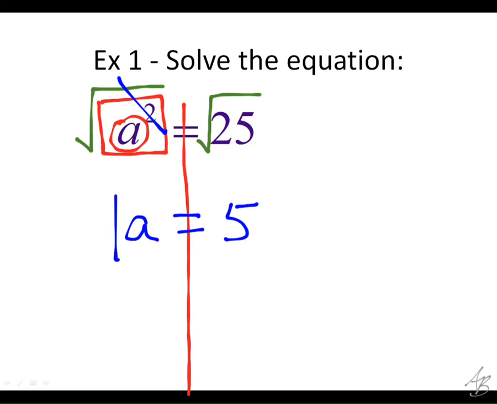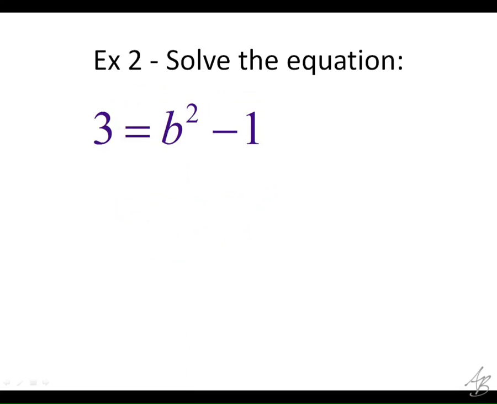Now, there is another answer that will work here. What other number could I put in here for a that would work? Somebody besides Aiden. Jasmine? Negative 5. Because negative 5 squared means negative 5 times negative 5, which gives us positive 25. So really, a could be positive 5 or it could be negative 5. We're just going to worry about the positive one. Okay, next one.